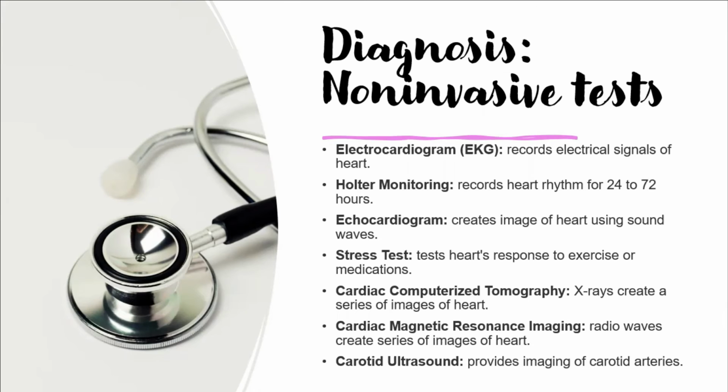Cardiac computerized tomography uses X-rays to create a series of images of the heart. Cardiac magnetic resonance imaging, or MRI, where radio waves create a series of images of the heart. Carotid ultrasound. This provides imaging of the carotid arteries.